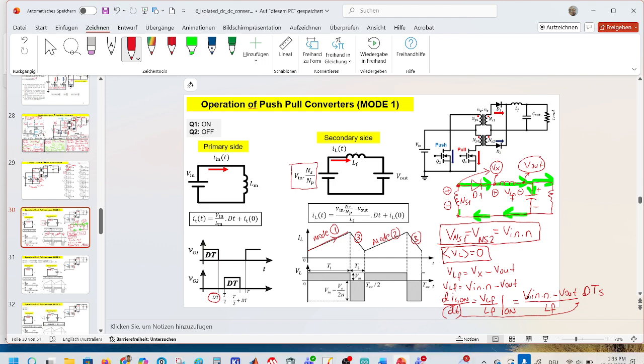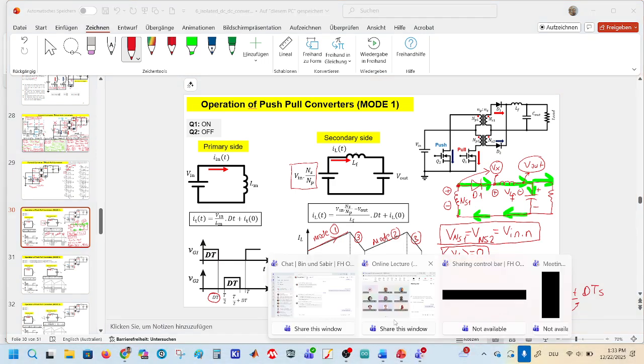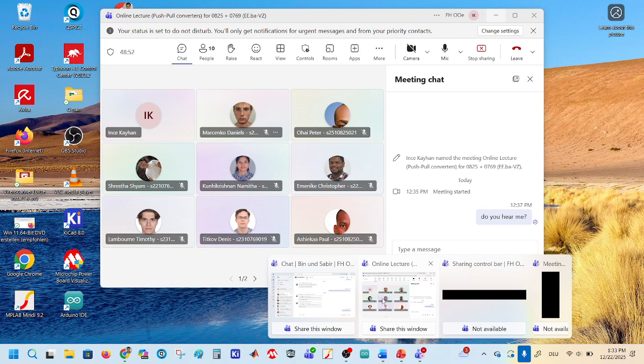Any questions before we switch into the second mode or third mode? Okay.